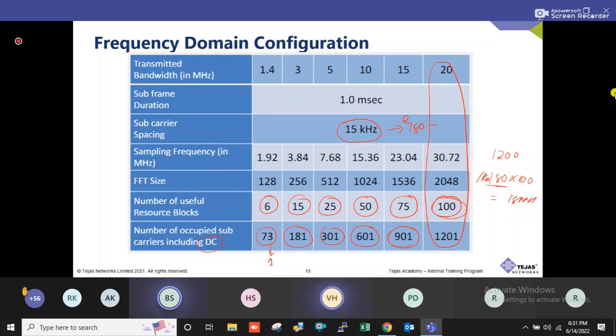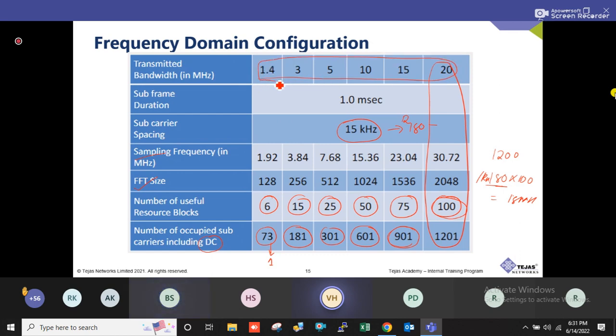I hope it's clear. There are no doubts in this. I don't want to get into the sampling frequency and FFT size because this requires a lot of complexity and a lot of mathematical calculation. So for the time being, I don't want to get into these aspects. Just digest these details because they are very important, maybe not for our daily usage, but it might be important for us to understand the technology per se.